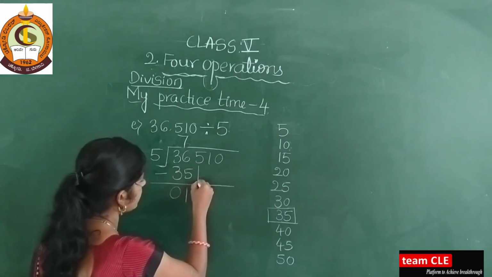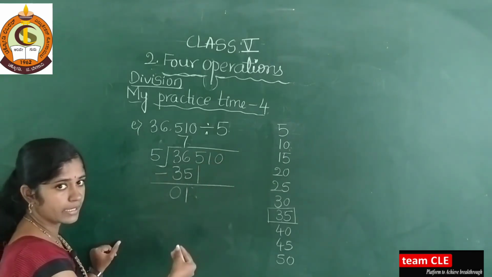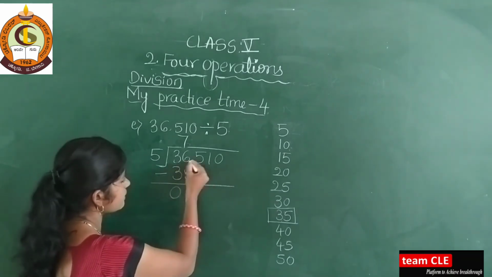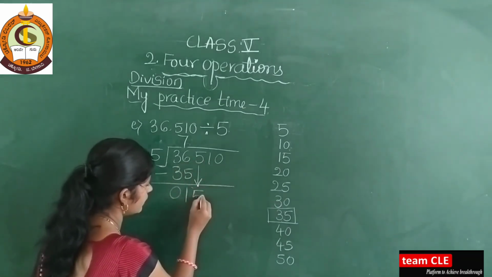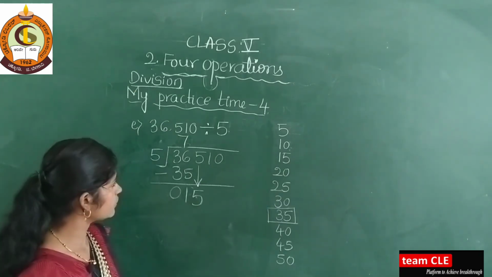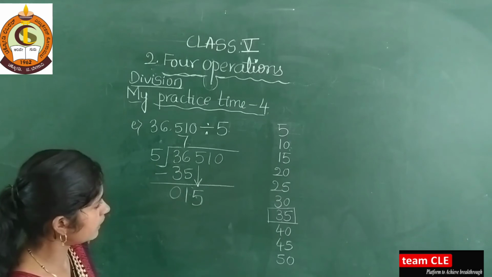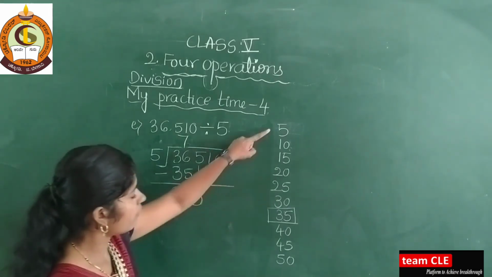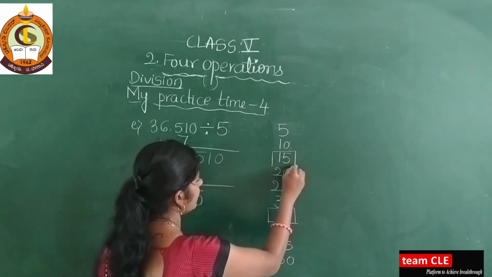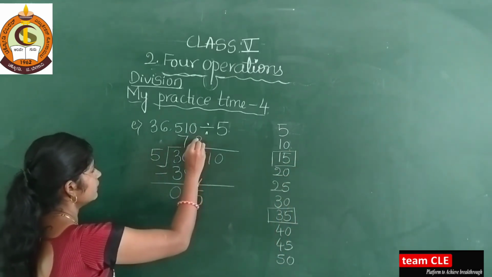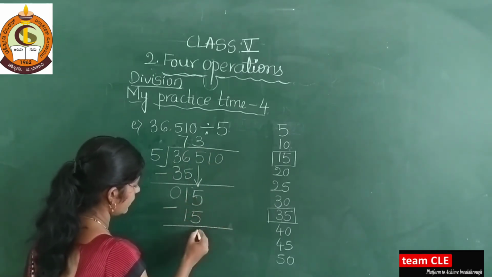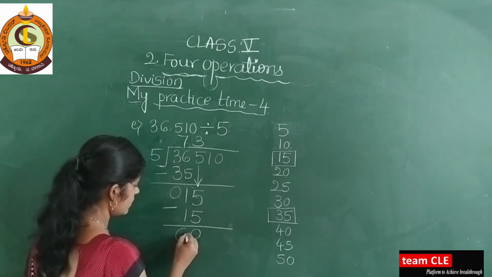Next, don't take this 510 directly all together down. While taking the digits, you take them one by one. After 6, which digit is there? 5. So take the 5 down, and it becomes 15. Then check whether 15 is in the 5 table. Yes, it is there: 5 ones are 5, 5 twos are 10, 5 threes are 15. I got the exact number, so directly write 5 threes are 15. 5 minus 5 is 0, 1 minus 1 is 0.